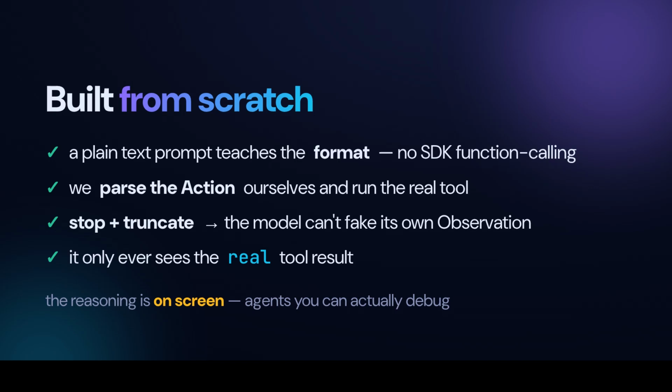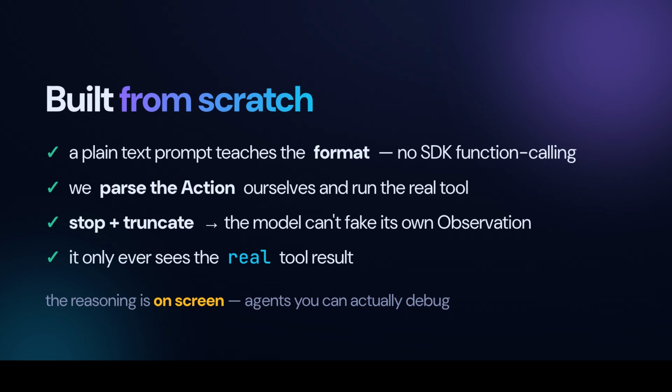And we build the whole thing from scratch, no framework. We write a plain text prompt that teaches the model the format. Thought, then action, then wait for an observation. Then a tiny loop does the rest. It reads the model's action, runs the real tool, and feeds the real result back as the observation.